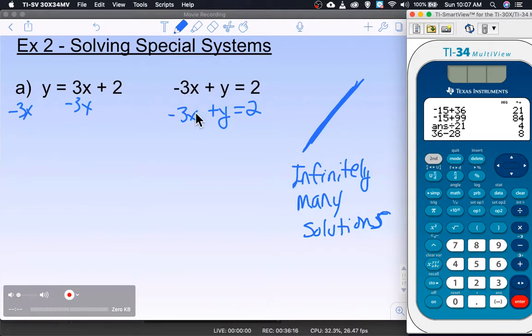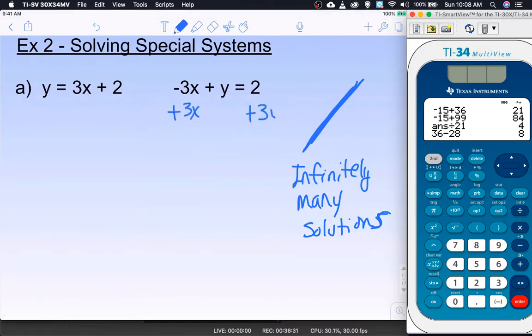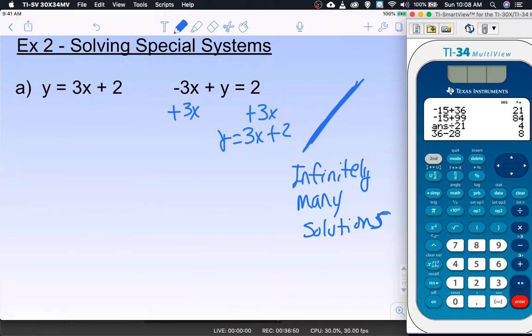These two lines are the same line, and I can show this another way. This equation is in slope-intercept form, so I could graph this if I needed to. My other equation, to make it slope-intercept form, I'm going to add 3x to both sides. Y equals 3x plus 2. There, check them out. It's the exact same equation in slope-intercept form. So these two are the exact same line. They will have infinitely many solutions. So that sort of stuff can happen with systems of equations as well.